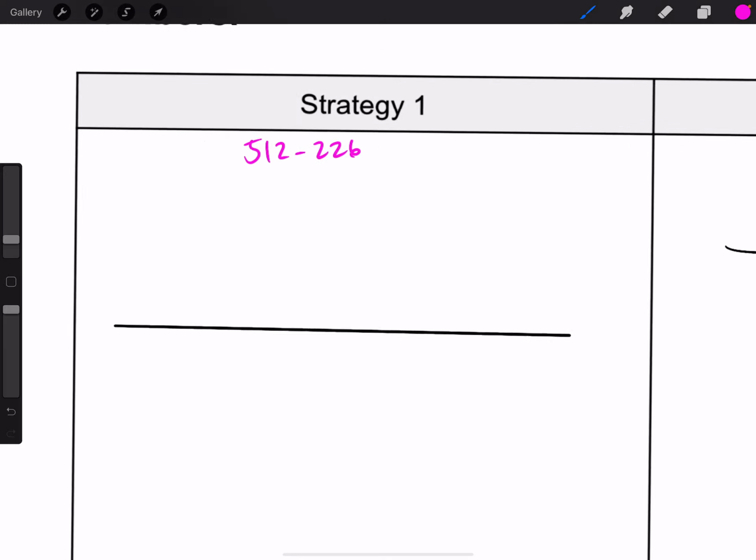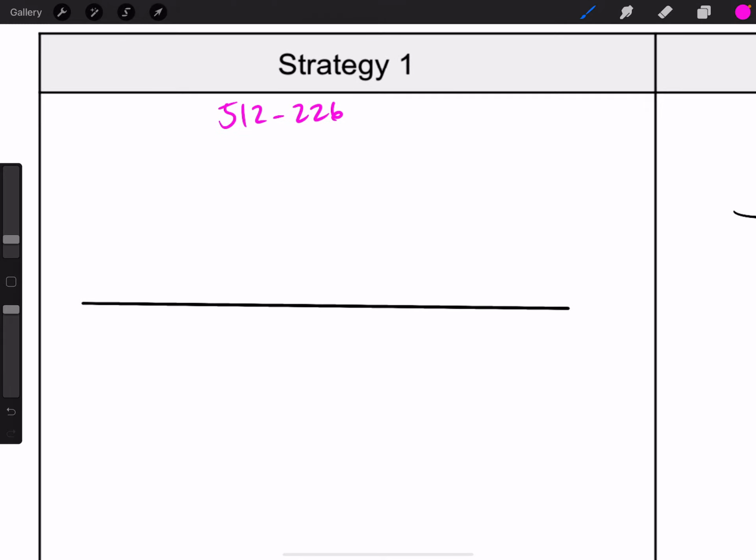So one way I can think about this is counting backwards on a number line. And there's a lot of different ways to think about this. This is going to be a great one because it shows a lot of flexibility in thinking, because there isn't exactly one way to do it. There's one kind of general format, and then I need to figure out how to do it from that. So I'm going to start at 512, and I'm actually going to count backwards.